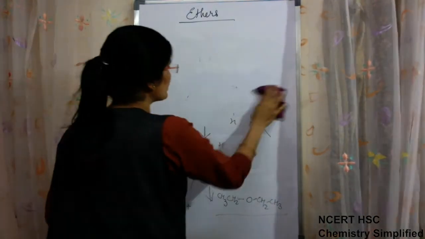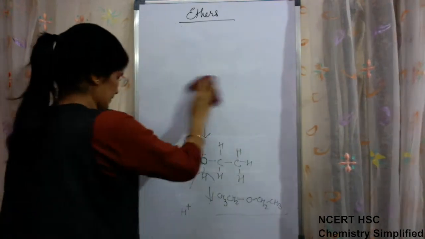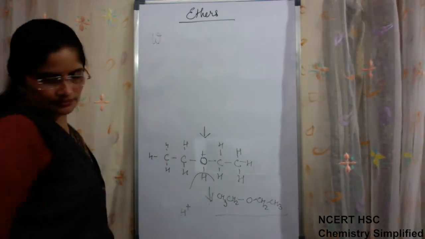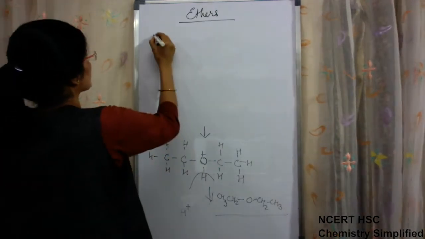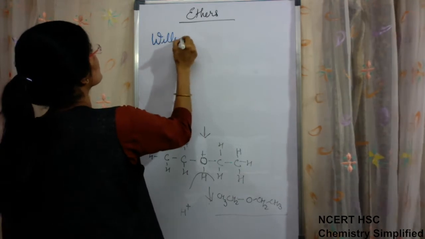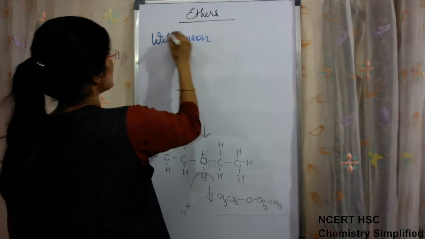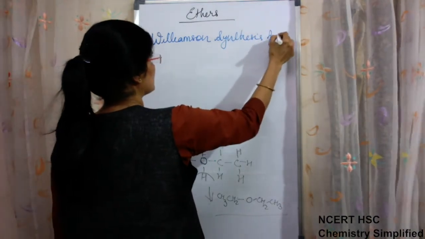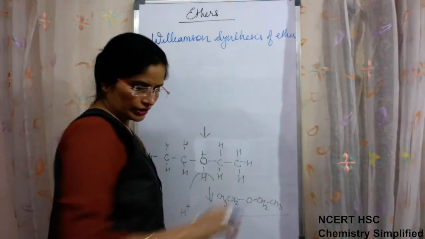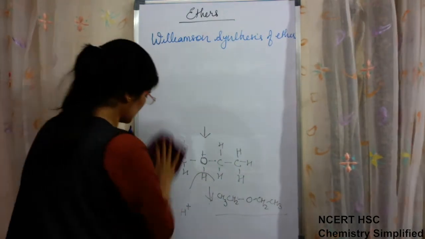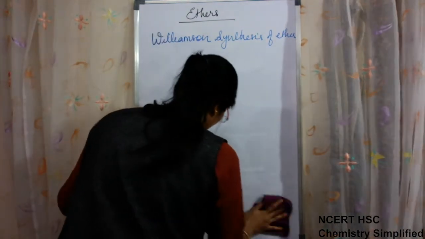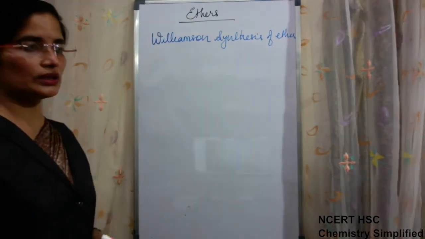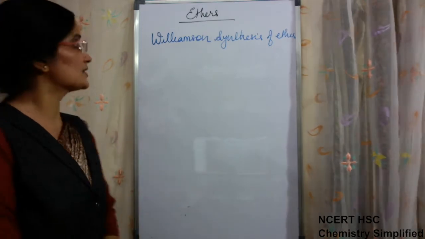The next method of preparation is known to you. That method is Williamson synthesis of ether. Only two methods are there. The first one we have already done. Second one, Williamson synthesis of ether. This we had done already when we were doing the properties of haloalkanes.